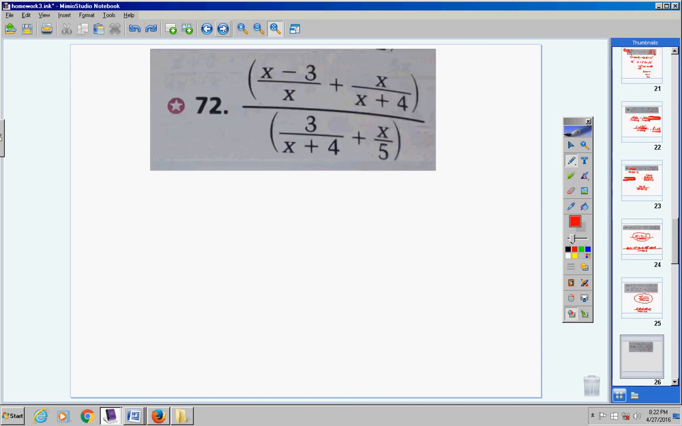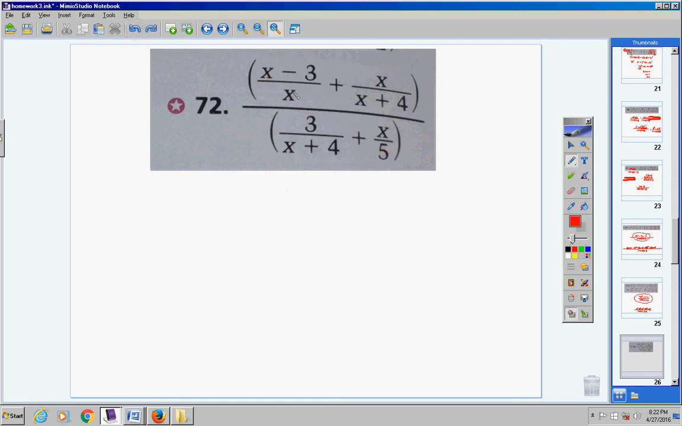Okay, one more problem. And then this video will be done. Part 1 will be finished, okay? Remember, when you have a complex fraction, your goal is to get one fraction up here and one fraction down here. That's your goal, okay? That's your goal. So here we go.